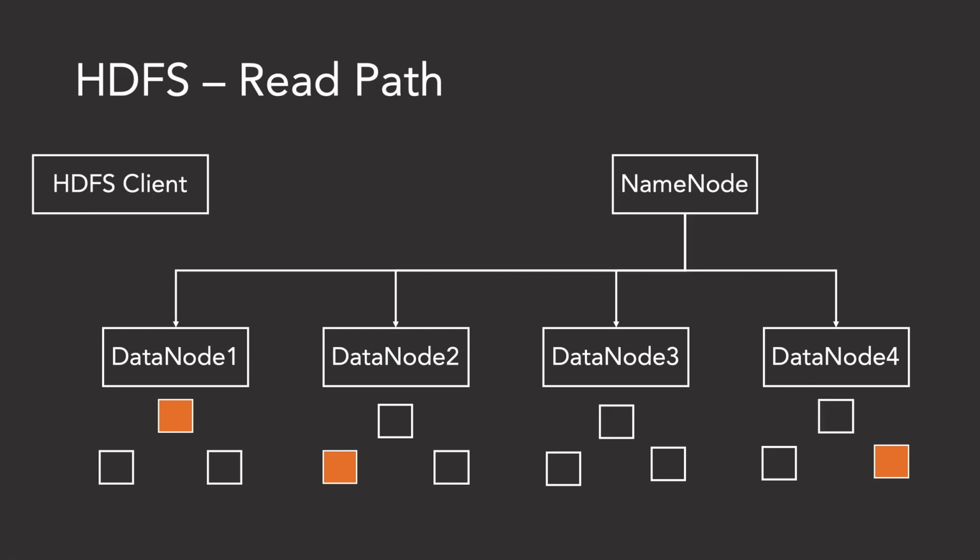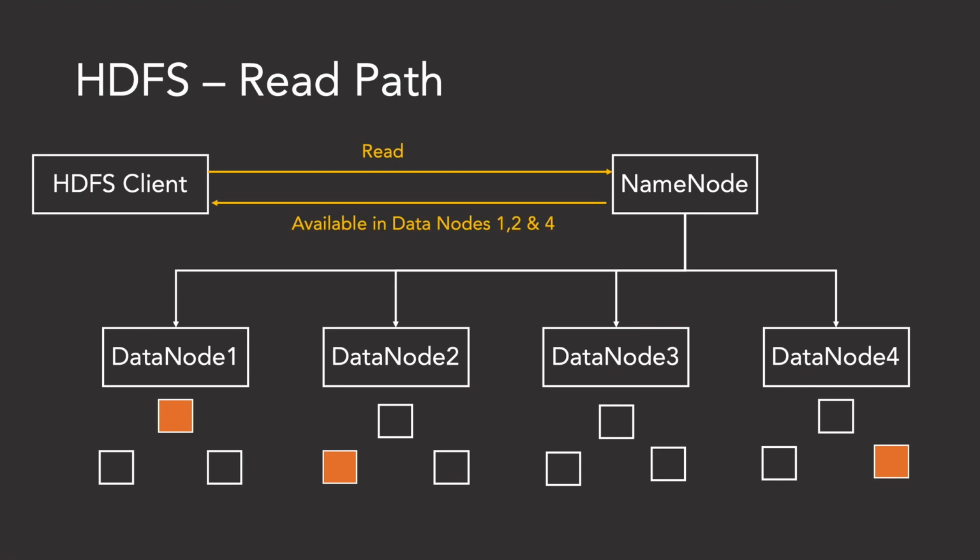Let's see how a client reads data from HDFS. Let's say this HDFS client wants to read this orange block. What the client would do is send a read request to the name node. Name node would say that the orange block is available in data nodes 1, 2, and 4. It will also mention which one is nearest to the HDFS client. So let's say data node 1 is nearest. So the HDFS client will go and get the orange block from data node 1. So this is how individual blocks or records are read in HDFS.